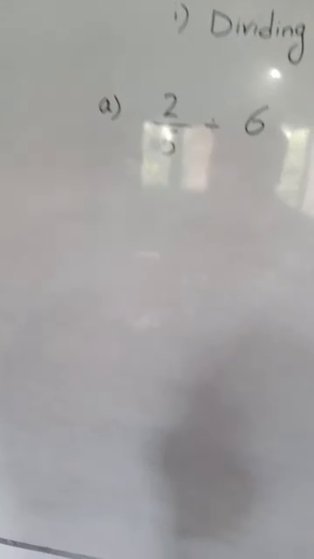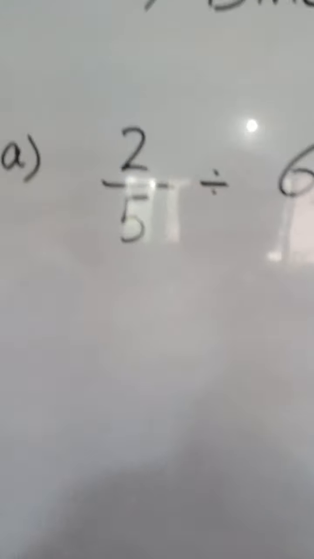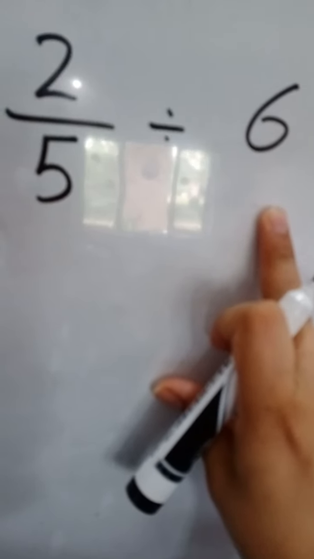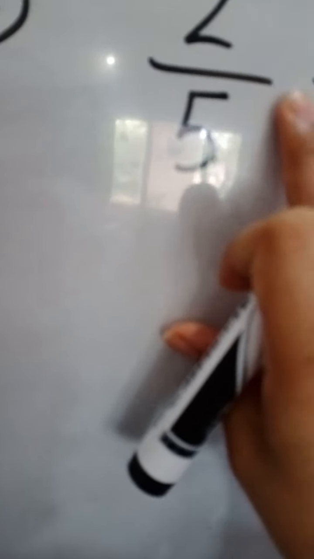Okay students, look at the board. I have question number 1, part A, that is 2 by 5 divided by 6, meaning dividing a fraction by a whole number. Is it clear? 2 by 5 is a fraction and 6 is a whole number. So I will tell you how you can divide this fraction by a whole number.